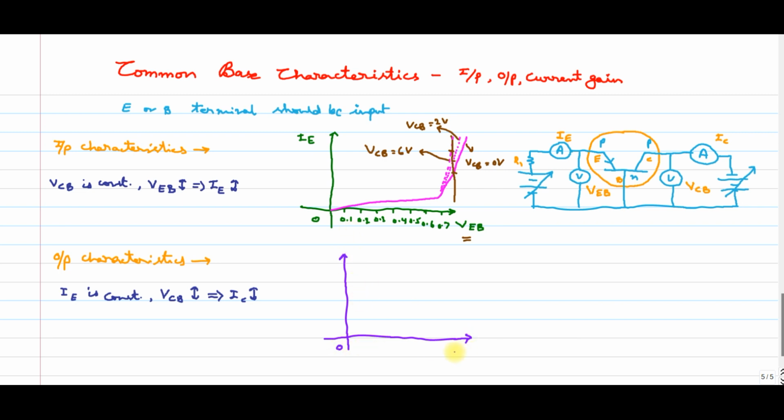So the diagram will look like this. It is VCB in variation, and it is IC, but we need to keep IE constant. But we should know one thing: IE, the emitter current, is always equal to collector current plus base current. As we know, base current is very less, so emitter current is almost equal to collector current.